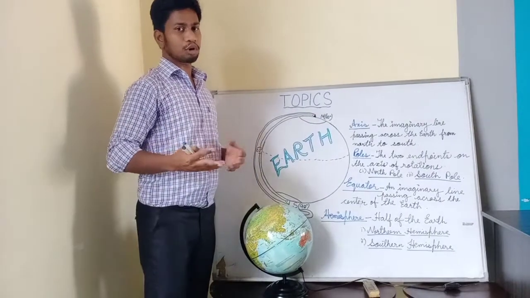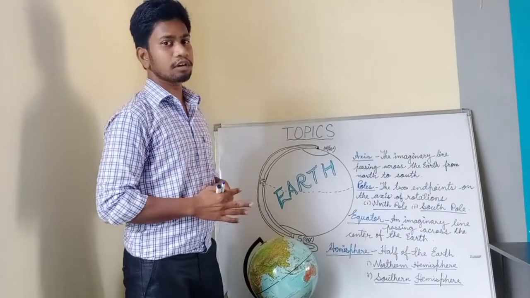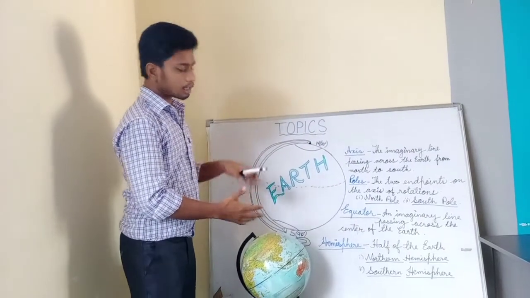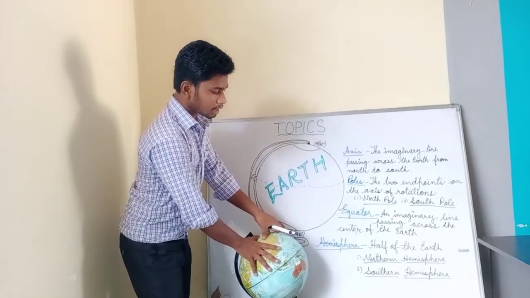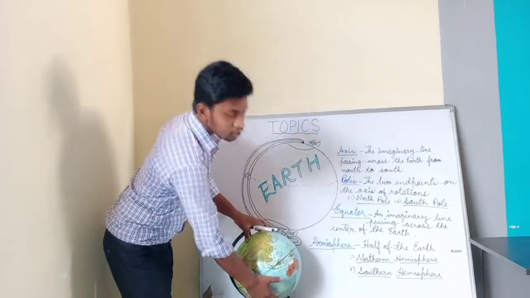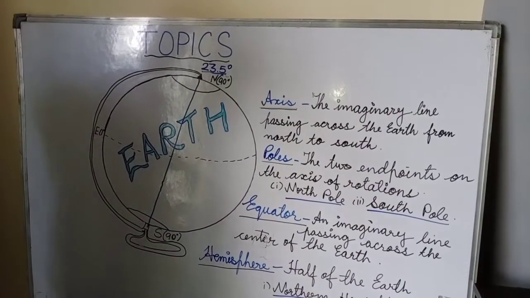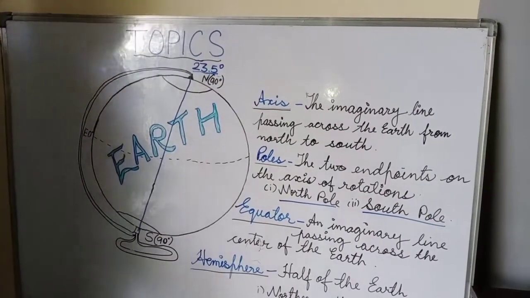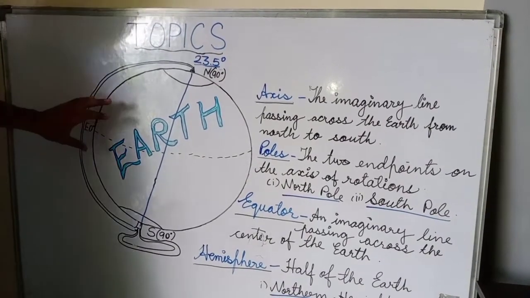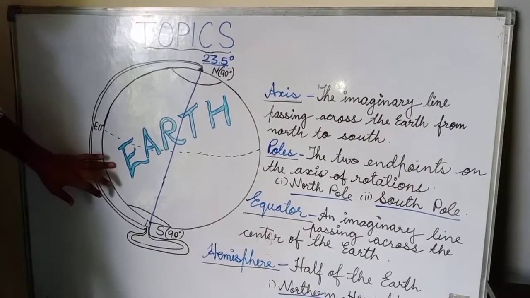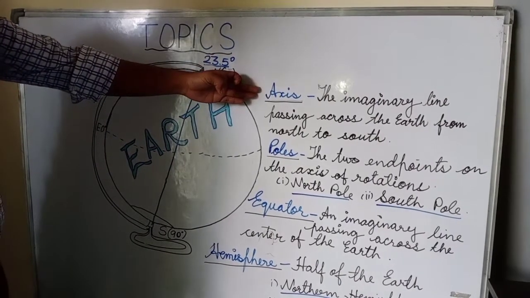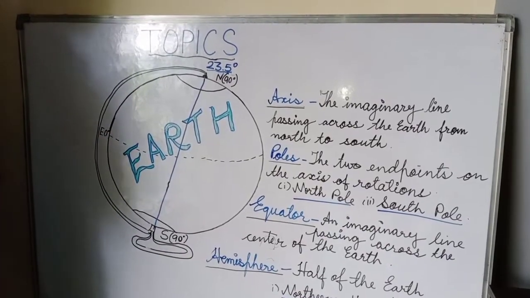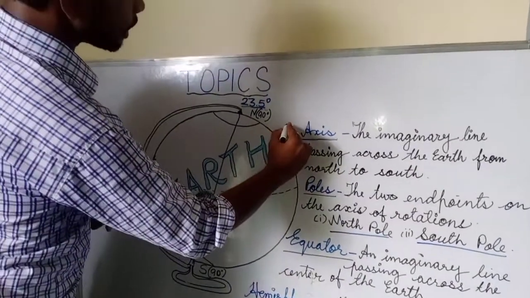Now we will see the fourth point, the hemisphere. What is a hemisphere? A hemisphere is one of the two parts of the Earth. This upper part is called the Northern Hemisphere, and the lower part is called the Southern Hemisphere. I hope you have understood the topics on a globe. Now we will come back to the board. You can see here a beautiful picture of the Earth, and here the definitions of axis, pole, equator and hemisphere.